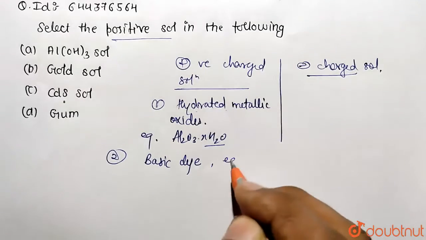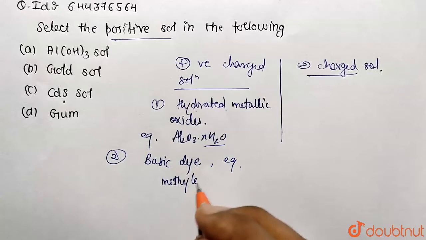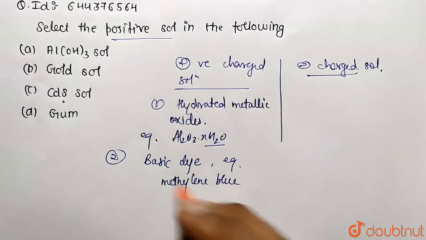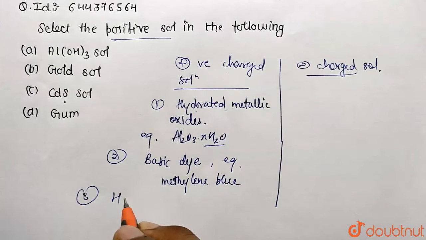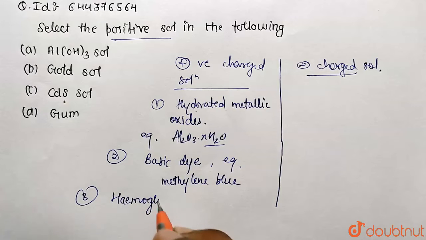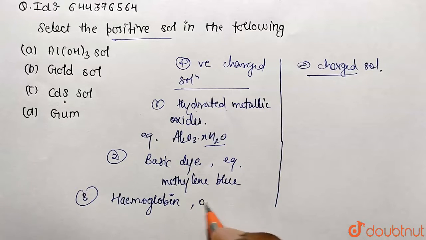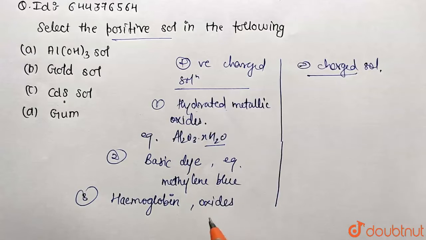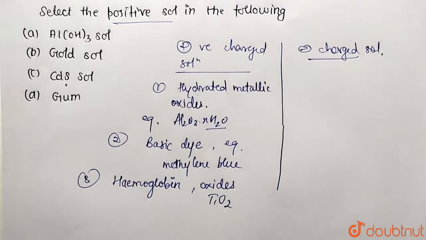For basic dyes, the example I am going to take is methylene blue. This is of basic nature, so it's also going to be a positively charged sol. The third point which we are going to consider is some components like hemoglobin, which is a red color pigment in the blood. Hemoglobin is also a positively charged sol. Moreover, oxides of metals like TiO2 and many other oxides show positively charged sol nature.